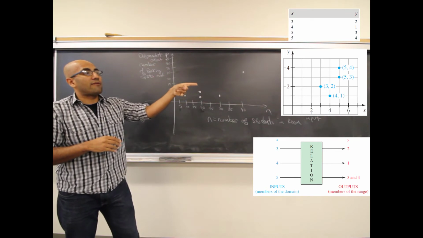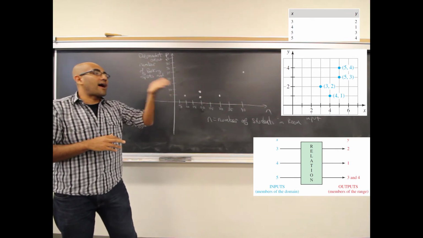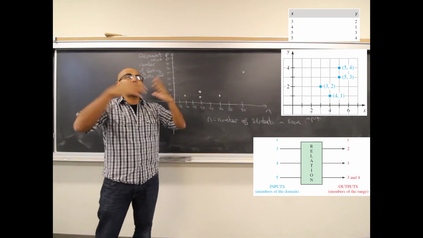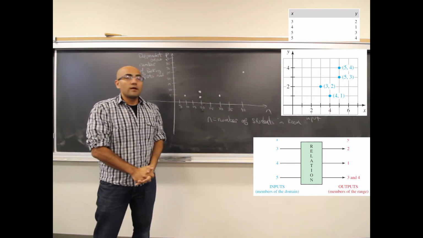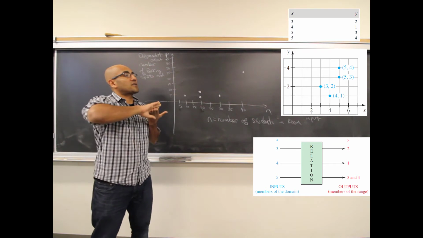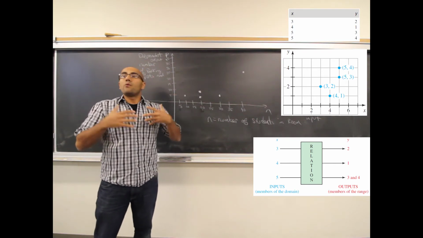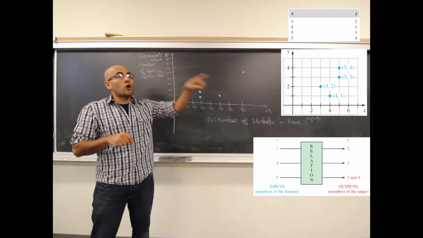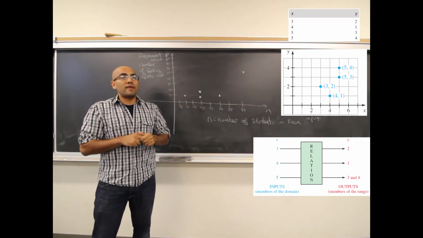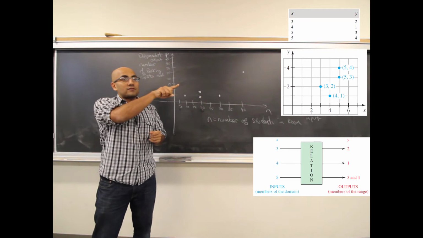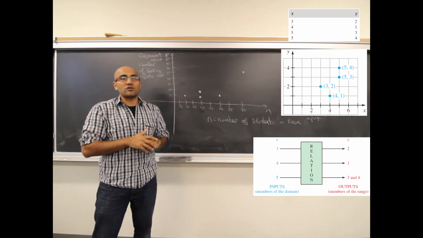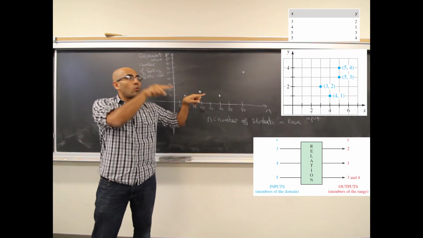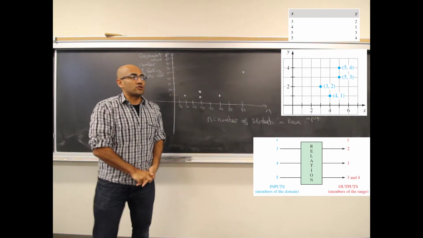And so 5 can be connected to 3, and 5 can be connected to 4 as well. That's a relation. Everything is allowed. In particular, we want to focus our attention on a special kind of relation, which is what a function is. A function is a relation where we don't allow that particular thing right there. 5 connected to 3 and 4 is not allowed in a function. Each input value is connected to one output value. That's a function. Okay?